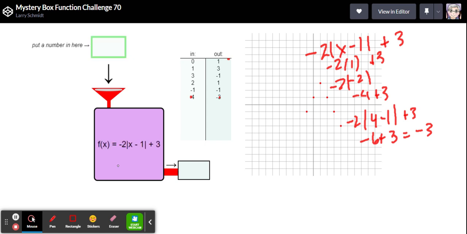Let's take a look. Yeah, so the -2 times the absolute value of x minus 1 plus 3. A lot of things going on here. There was that translation up and the translation over to the right, and then the multiplier to make it narrower. Pretty complicated. Let's graph that. Yeah, there's the downward facing absolute value.